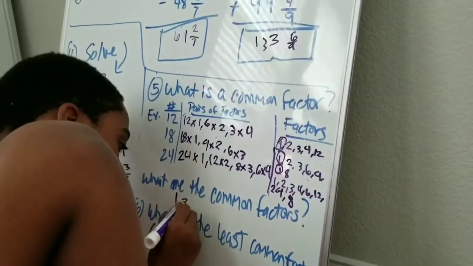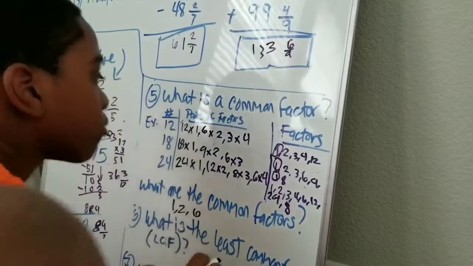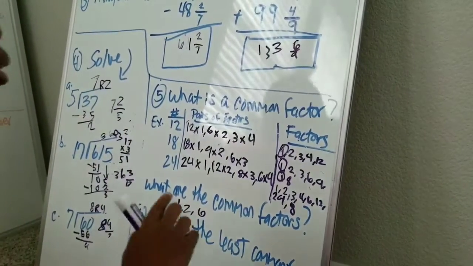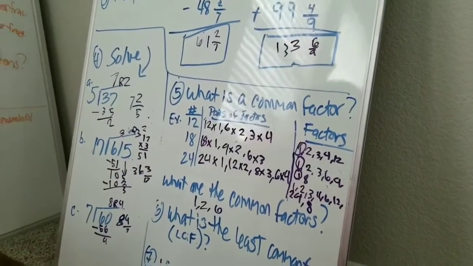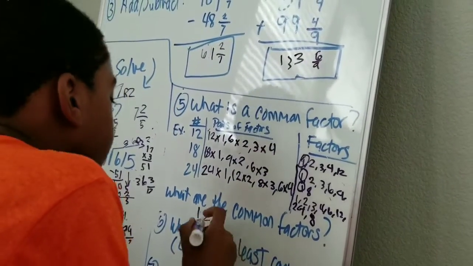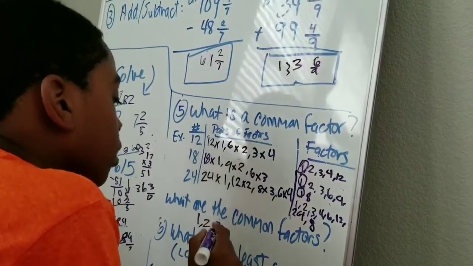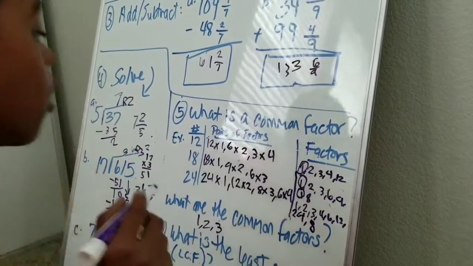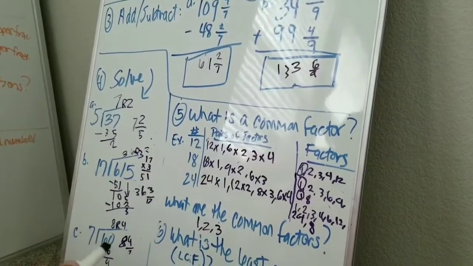1, 2s. 6. It could be 3. Do you see a 3 in all of the pairs? Yeah. Excellent. And then 4s. No, it isn't an 18. Very good.